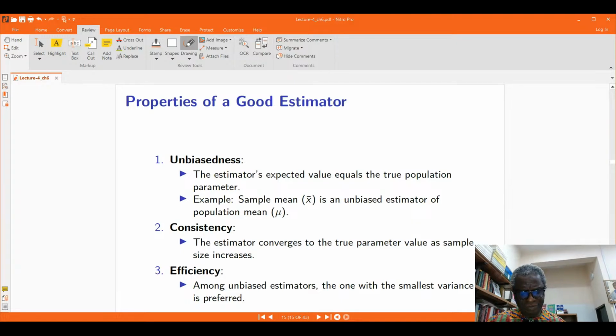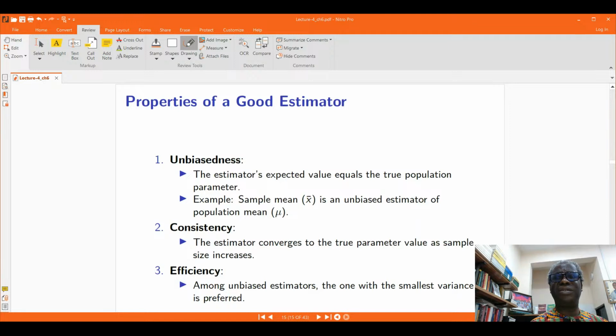So here we will look at three properties. The first property is unbiasedness. For an estimator to be considered good, it should be unbiased. So unbiasedness is a major property. What that says is that the expected value of the estimator equals the true population parameter.